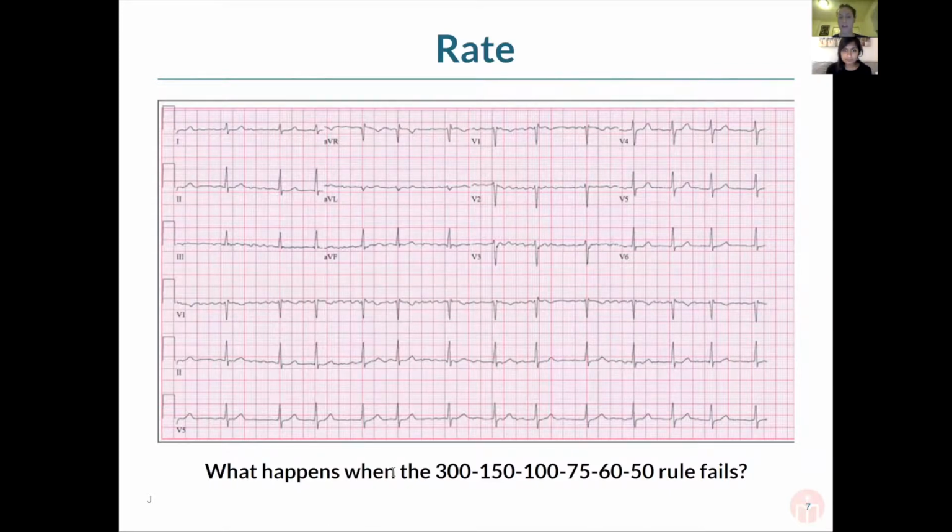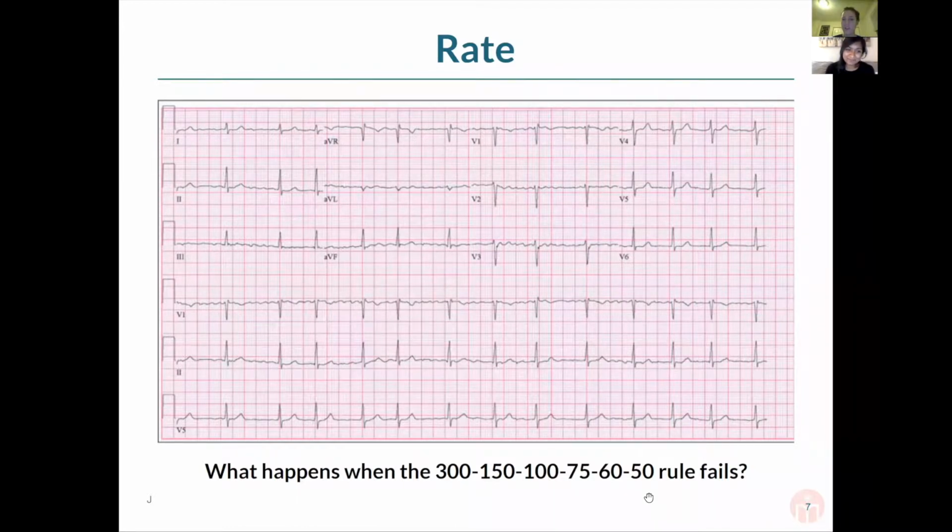You may remember learning in medical school, when interpreting an EKG, about the 300, 150, 100, 75, 60, 50 rule. That is an awesome rule that I actually use the vast majority of the time myself in clinical practice to get a good estimate of what's going on.